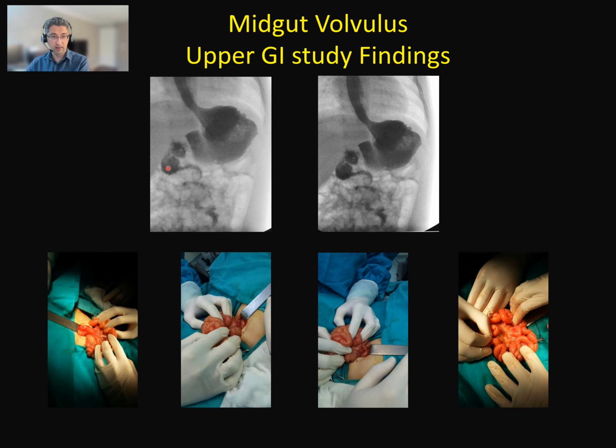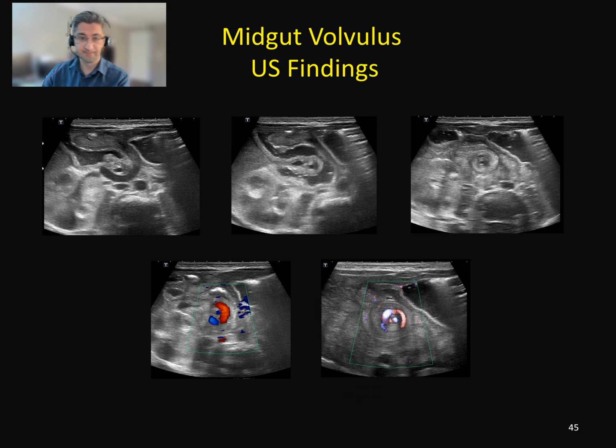Here is the upper GI study, corkscrew sign. This is typical for volvulus. There is also malrotation because the DJ junction is not in normal position. What do we see on ultrasound when the complication of the volvulus occurs? The SMA is in normal position. Everything is twisted around the SMA in clockwise position.